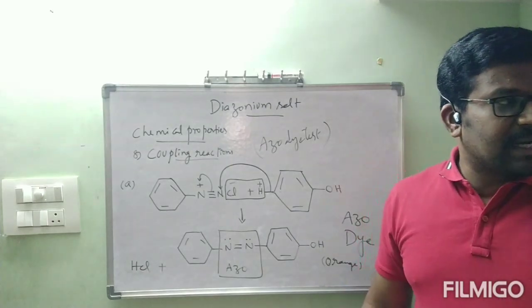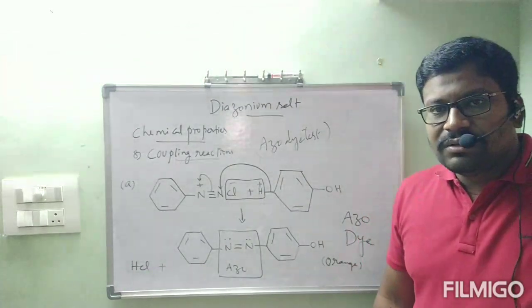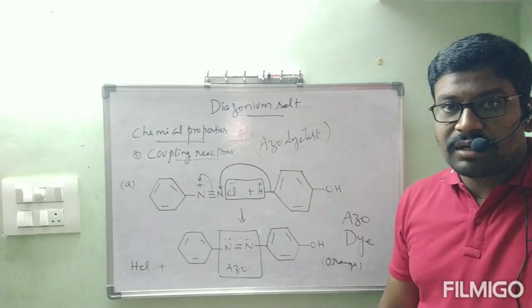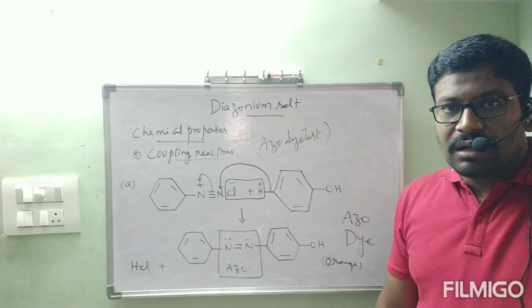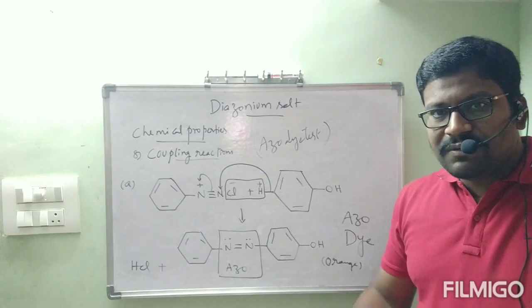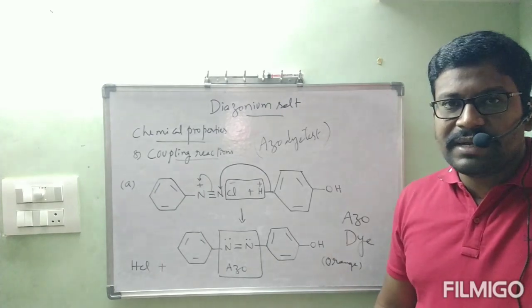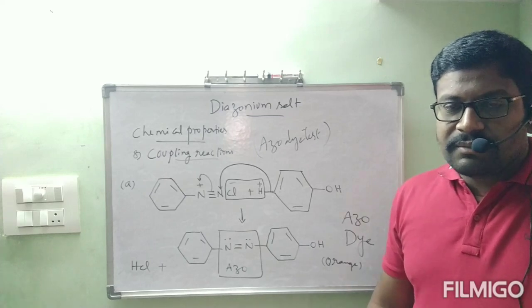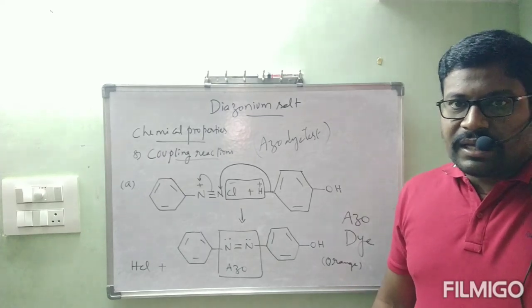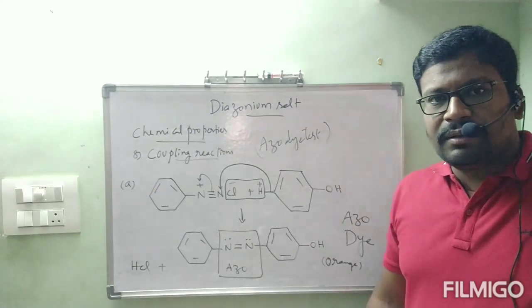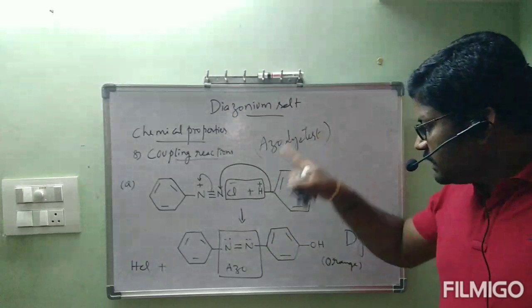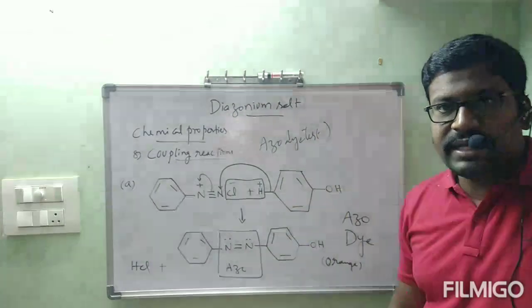So we are able to recognize it with our eyes. This is used as a test, with our eyes or by smell. By taste we will not observe, actually these are chemicals. By smell, by seeing, by odor, all these things are recognized as a test. This is recognized as a test because an orange color dye is formed.